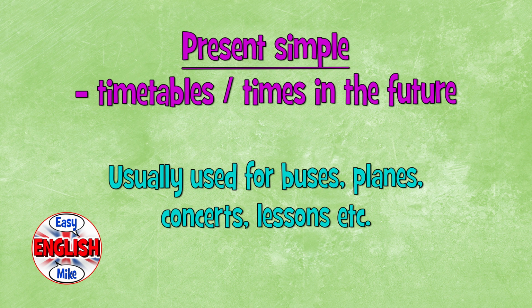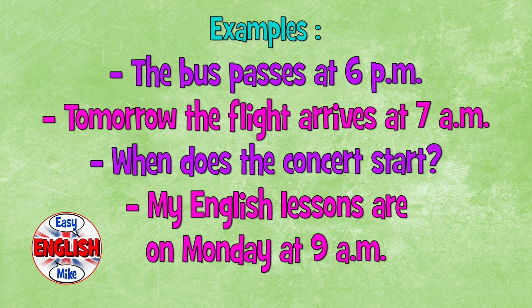We use the present simple for timetables. So in general, if there is a time. Typical examples are buses, planes, concerts, lessons, etc. The bus passes at 6 p.m. Tomorrow, the flight arrives at 7 a.m. When does the concert start? My English lessons are on Monday at 9 a.m.